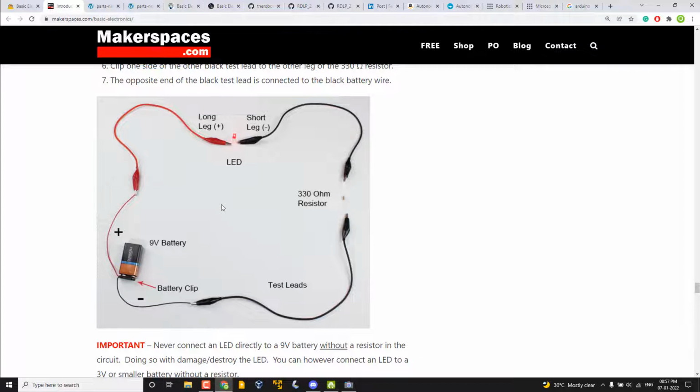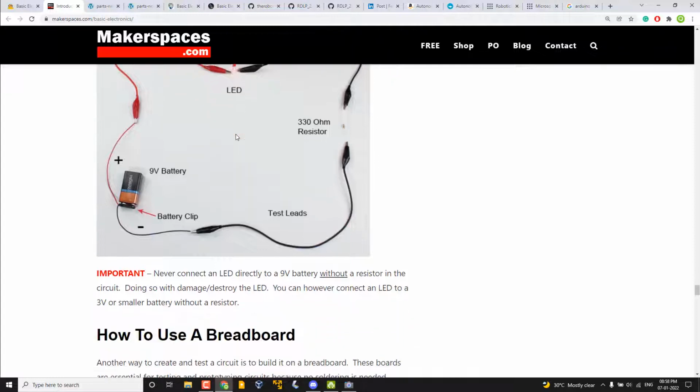So you can find the circuit here. The circuit can be created using some wires, a breadboard or a PCB, whatever it is. You can see the circuit: the positive goes here and it goes to the positive terminal of the LED, which is the longest lead. Then the negative goes to the resistor, and it goes to the negative terminal of the battery. So it's a closed circuit and the LED is glowing.